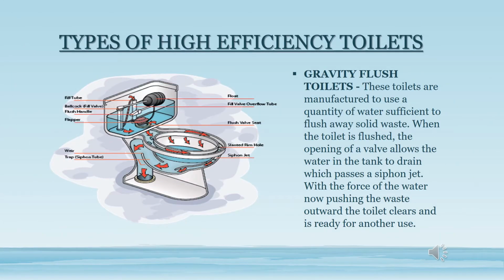Types of high-efficiency toilets. Gravity flush toilets. These toilets are manufactured to use a quantity of water sufficient to flush away solid waste. When the toilet is flushed, the opening of a valve allows the water in the tank to drain, which passes a siphon jet. With the force of the water now pushing the waste outward, the toilet clears and is ready for another use.